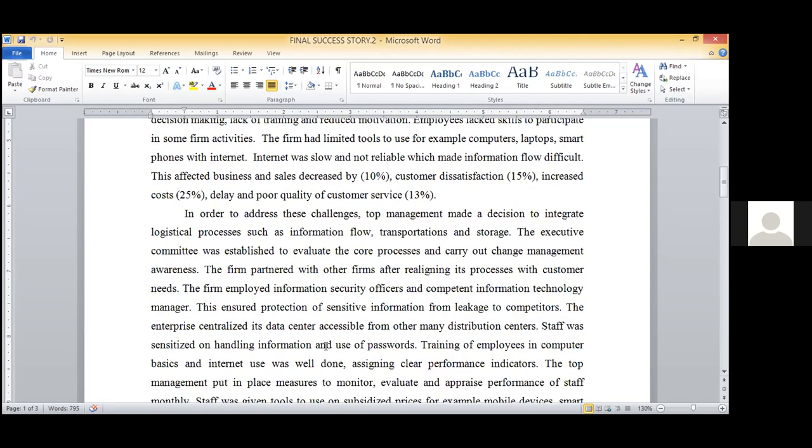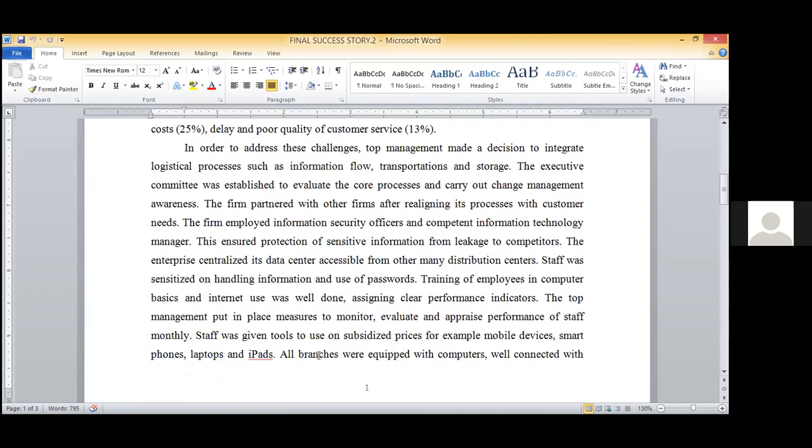In order to address these challenges, top management made a decision to integrate logistical processes such as information flow, transportation, and storage. The executive committee was established to evaluate the core process and carry out change management awareness. The firm partnered with other firms after aligning its process with customer needs. The firm employed information security officers and competent information technology managers. This ensured its data center was accessible from many other distribution centers.